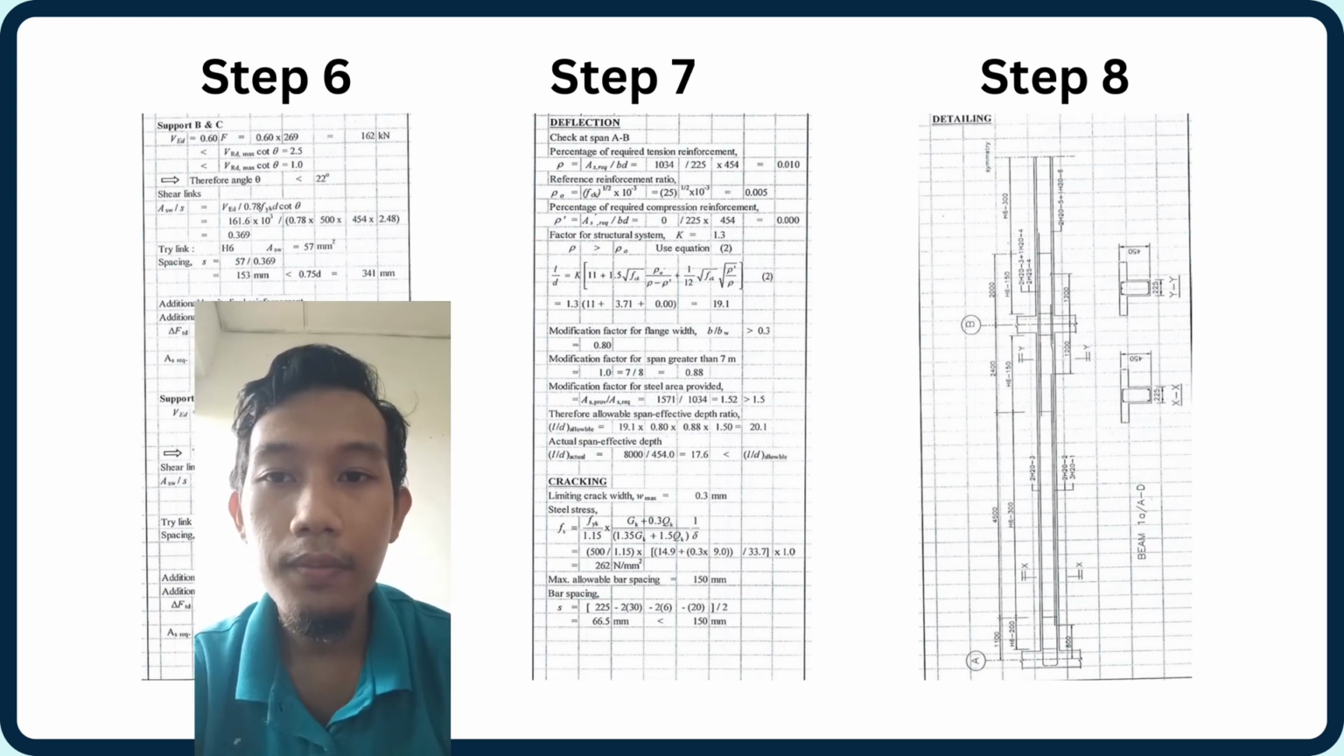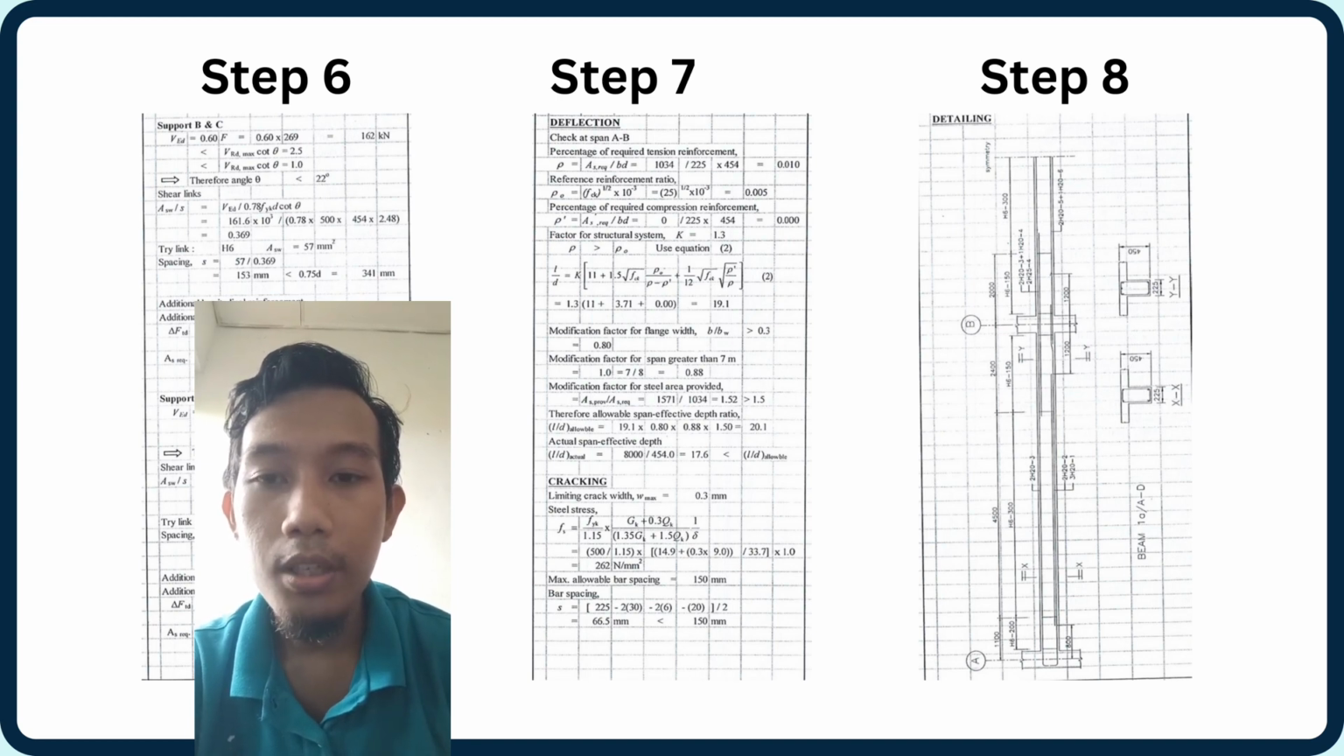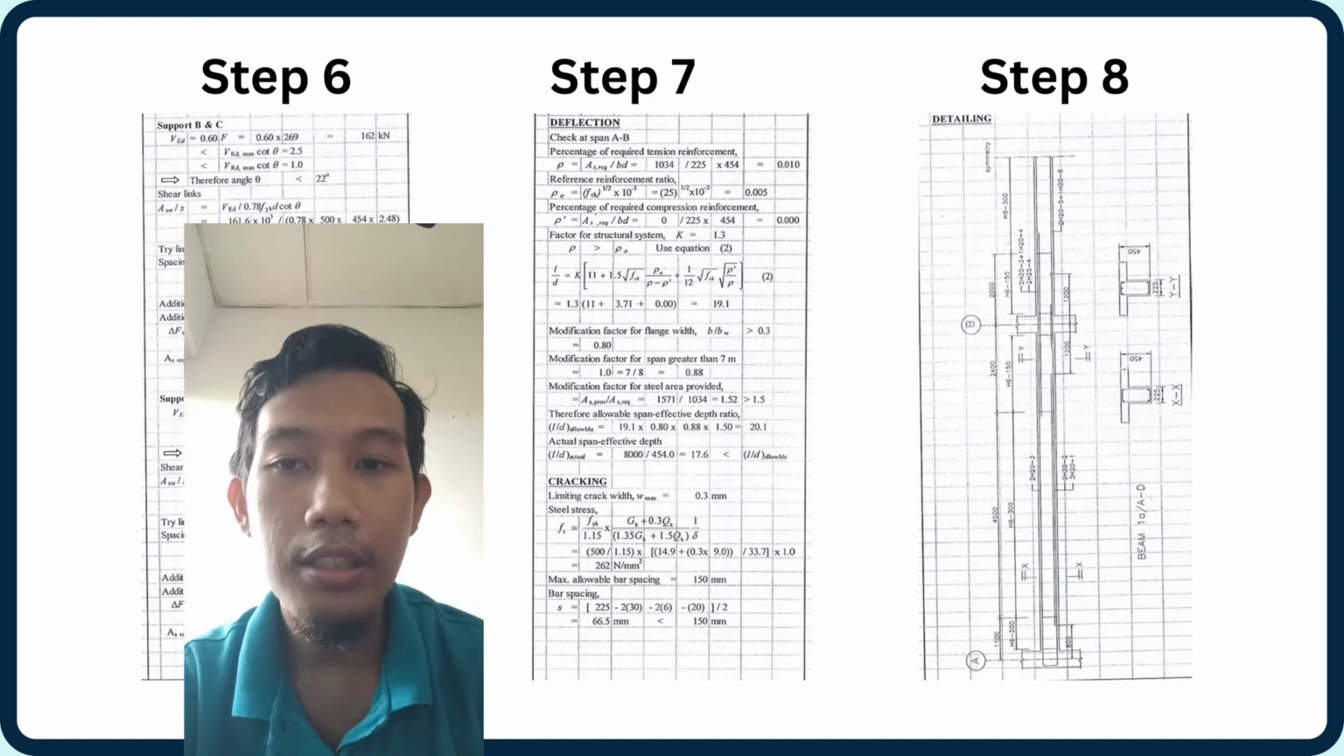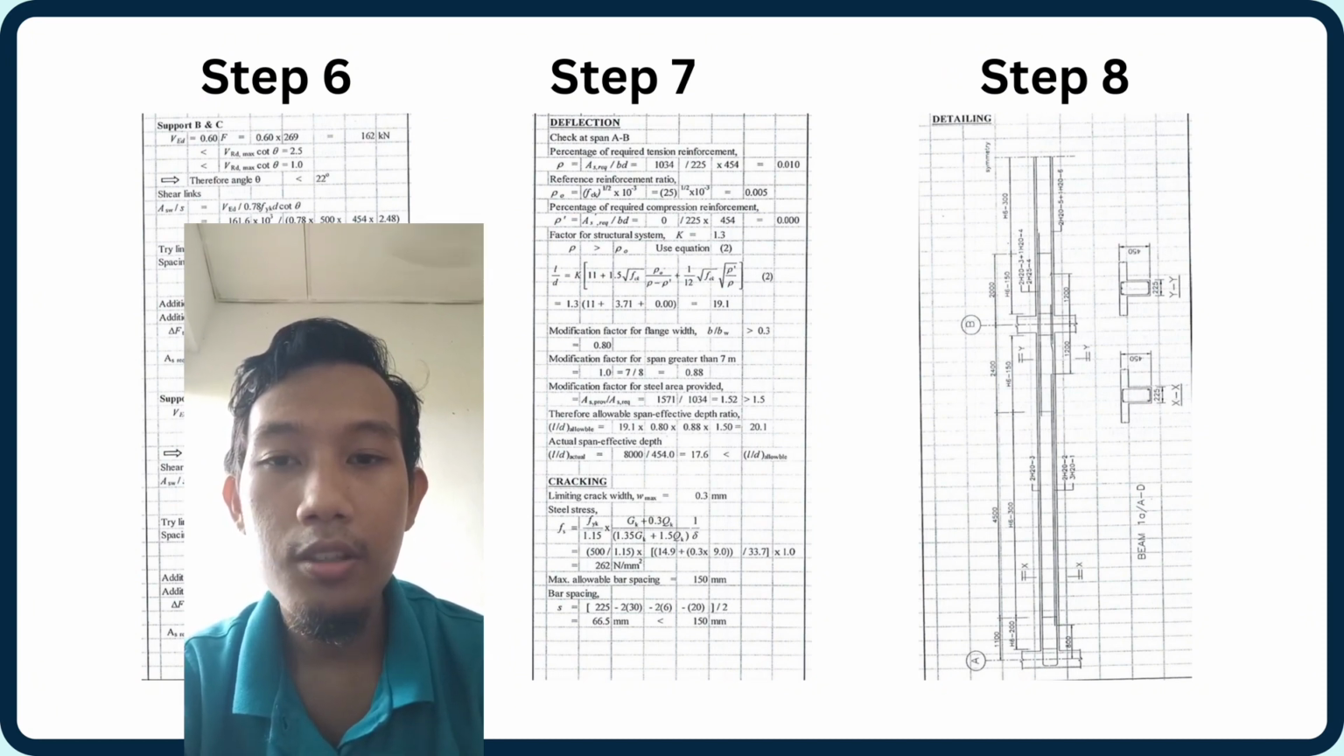Modification factor for flange width is 0.8. Modification factor for span greater than 7 meter is 0.88. After that, modification factor for steel area provided is 1.52, larger than 1.5. Therefore, allowable span effective depth ratio is 20.1 and for actual is 17.6, which is smaller than the allowable span.